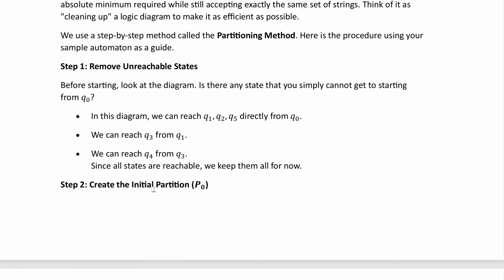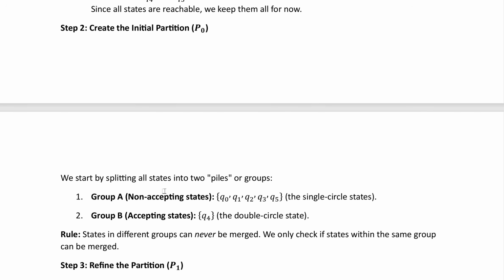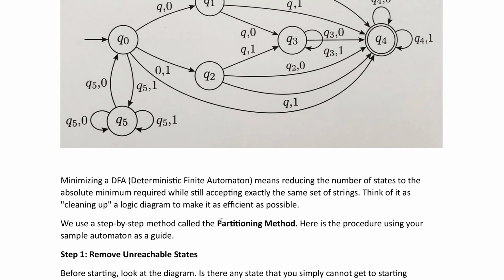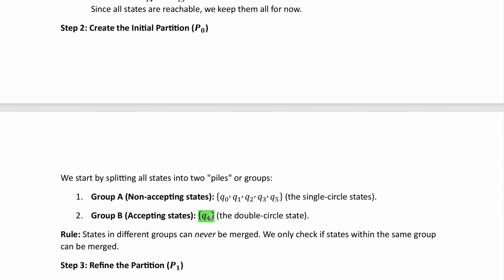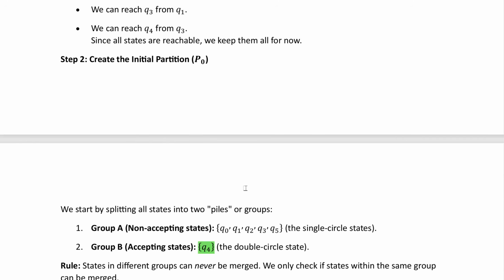Now we go to step number 2, which says to create the initial partition P0. Now how do we create the partition? We start by splitting all the states into two piles or groups. We will divide the given states into two groups. Group A will be non-accepting states, right? Non-accepting means non-final states. And group B will contain accepting states, that is, final states. What are the final states? The final state is only Q4, right? So the group of final states will contain a partition containing only the state Q4. That is, Q4 is the final state, and the remaining states we keep in the other group.